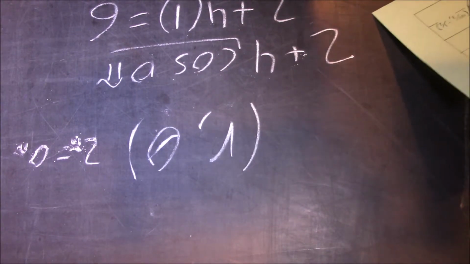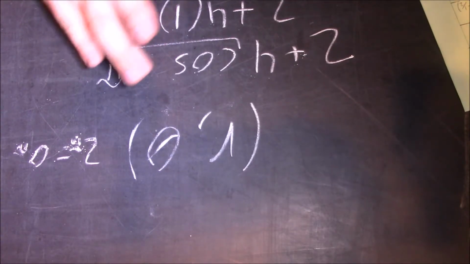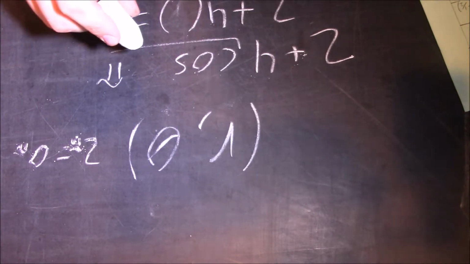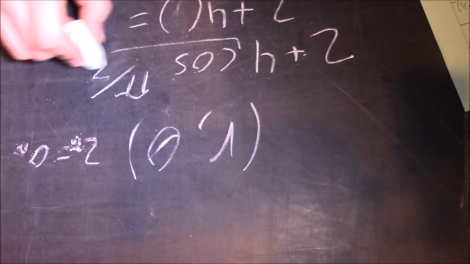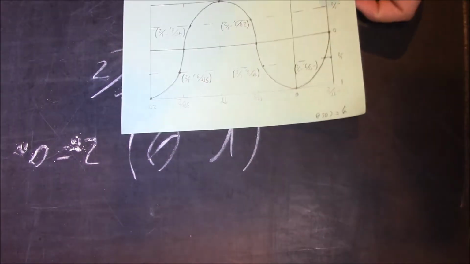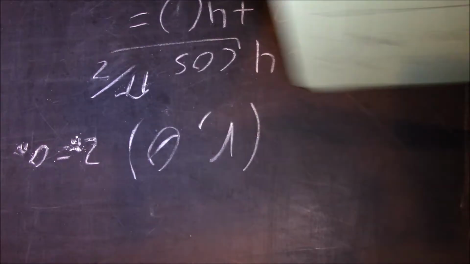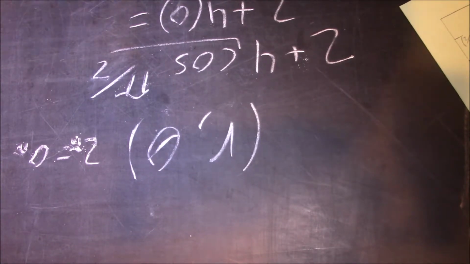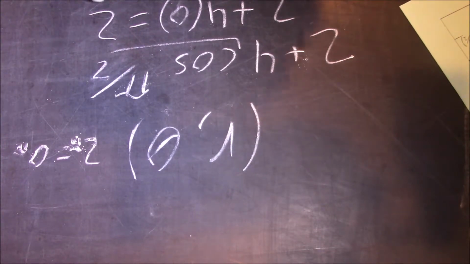Next, we can plug in other numbers, such as pi over 2. Another very simple one. So if we look at pi over 2, cosine is going to be 0. So 4 times 0, which is 0, plus 2 is just 2. So we know at pi over 2, it's going to be 2.